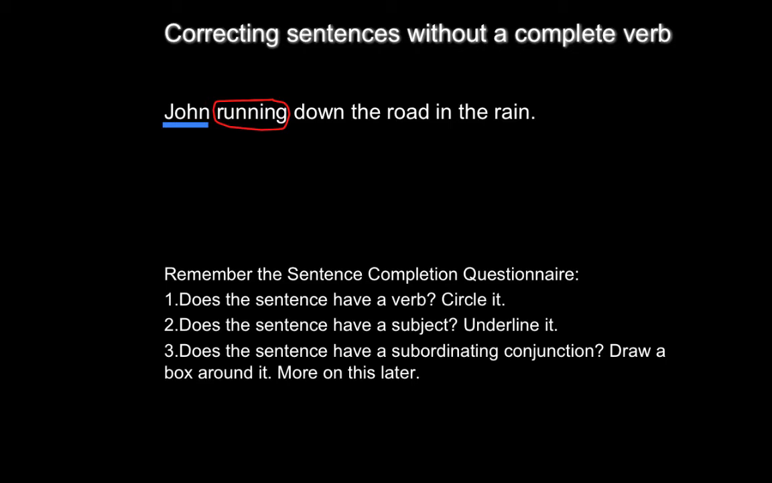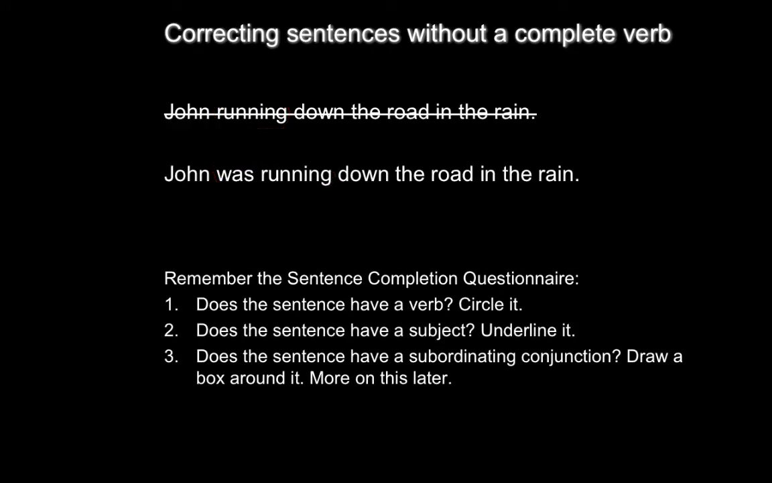So we have to add a form of to be before the -ing verb. Since it seems like the sentence is talking about something that happened in the past, the form of to be that makes the most sense is was, making the sentence correct.